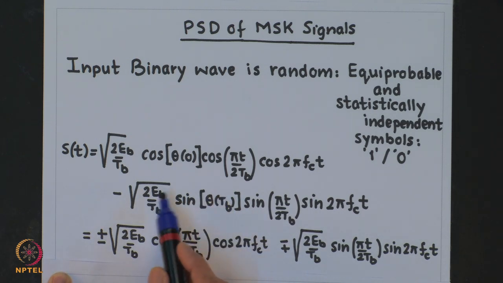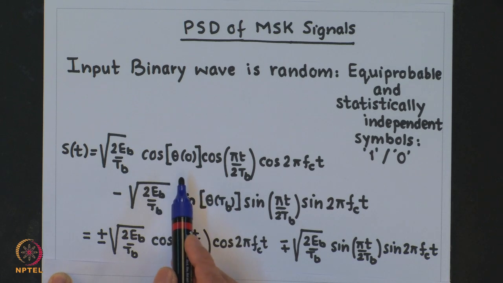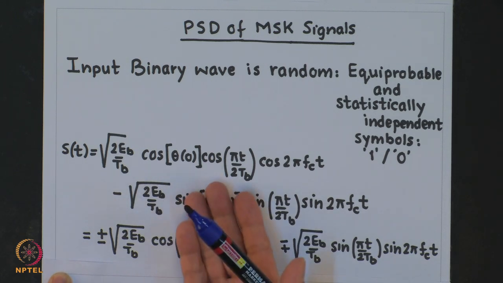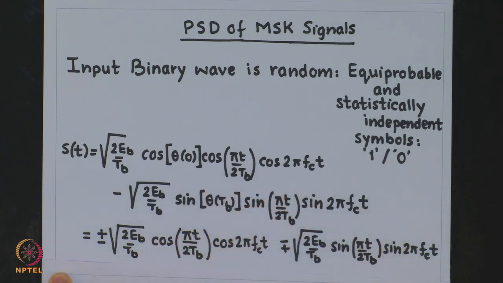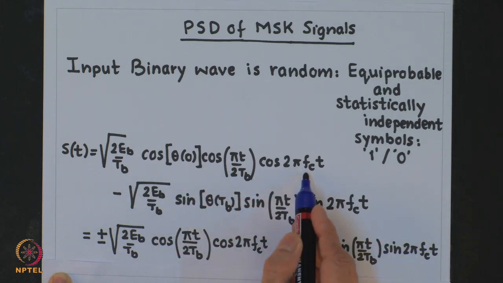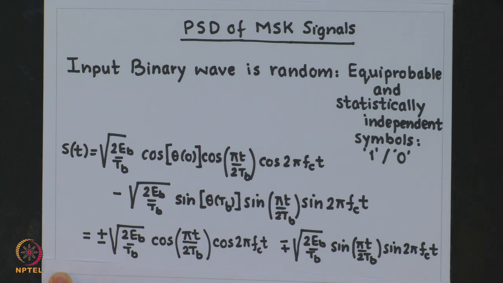So, we will try to evaluate first the power spectral density at the baseband. Once we know the power spectral density at the baseband, we know how to translate it to the carrier frequency Fc. There are two components for calculating the baseband power spectral density. This is the in-phase component and this is the quadrature component. So, let us look at the first, the in-phase component.